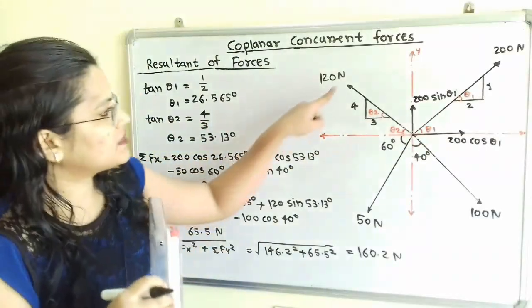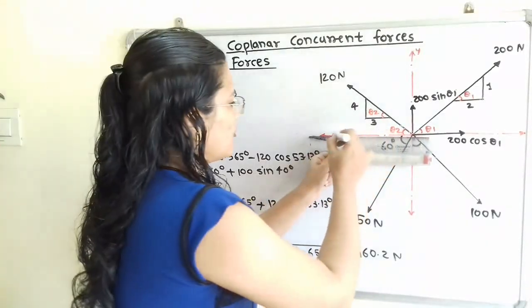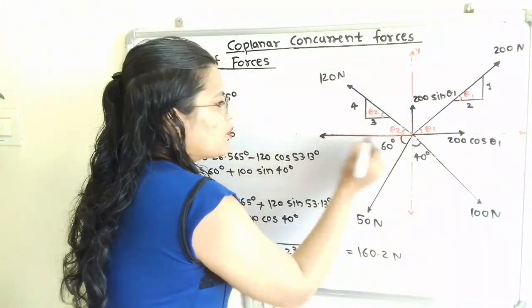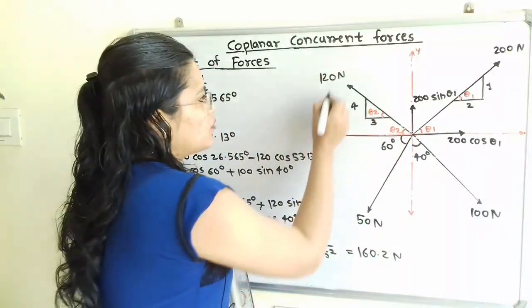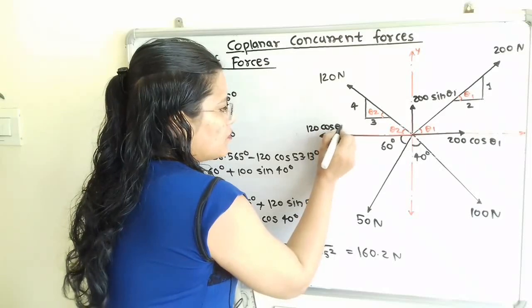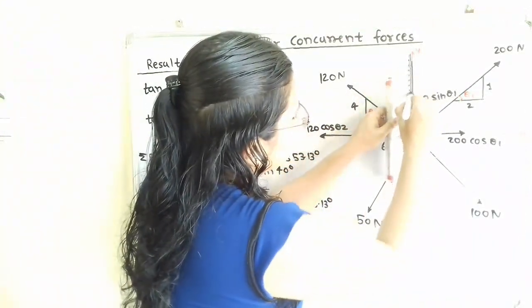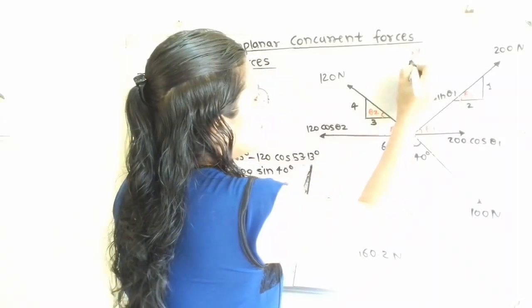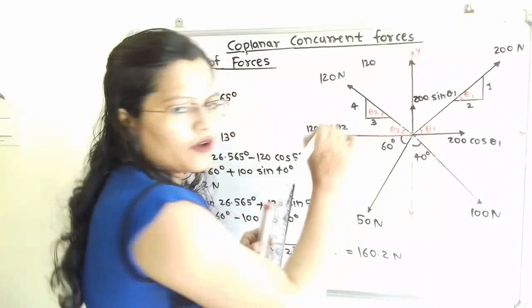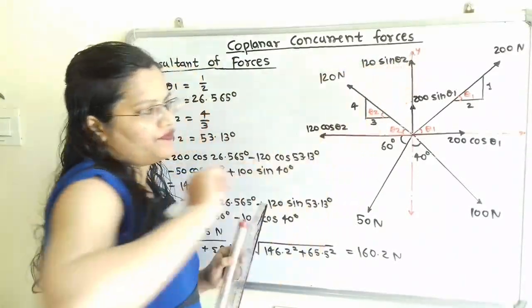Now we will move next. For this 120 Newton force, I will show here the horizontal component. This horizontal component is nearby to angle theta2, so 120 cos of theta2. For the vertical component, these components overlap on each other, so here its value is 120 and it is away from angle theta2, so 120 sine of theta2.